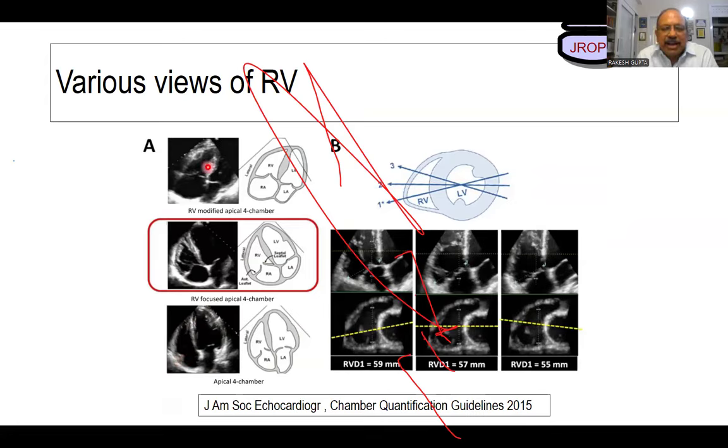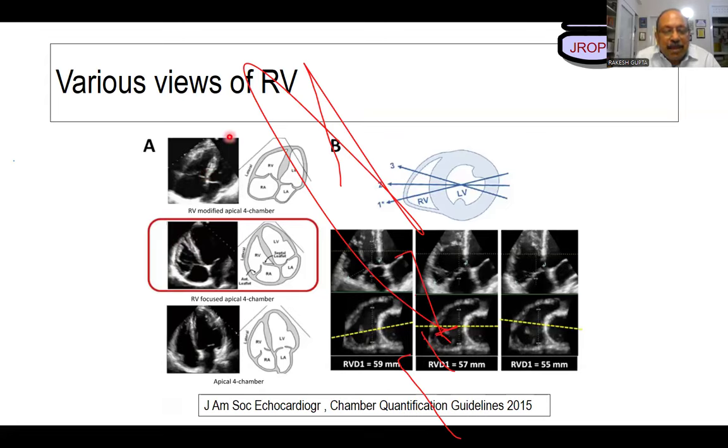Second view is modified RV four-chamber view. Modified is when we get rid of the complete LV, we only see an RV. And third is focused RVRA view. This focused RVRA view is: you go to four-chamber view, try to open your aorta and move this image so that RVRA is prominently seen. Look, RV is seen over here also, but this is focused RVRA view. And we try to open our aorta, close aorta, we'll get a beautiful RVRA.